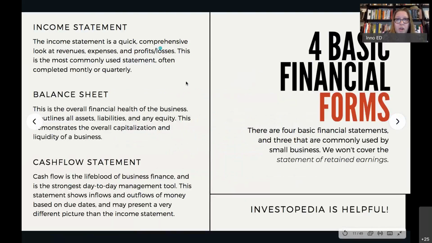So today we're really going to talk about 3 of the 4 basic financial forms. If you talk to people about financial forms for business, they're going to talk about 4. We have 3 that are listed on the side, and then 1 more that tends to be for publicly traded companies called a statement of retained earnings. We're not going to talk about the statement of retained earnings today because most of the businesses that we work with are small and are not necessarily publicly traded.